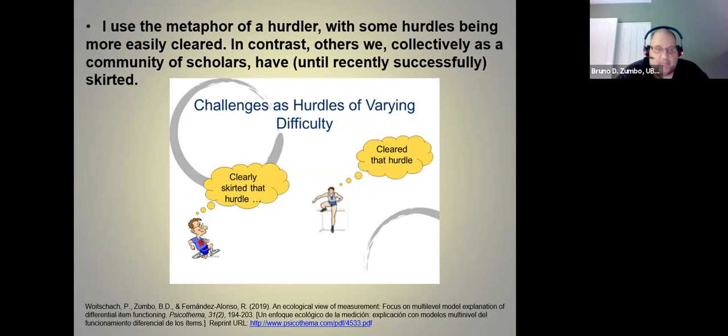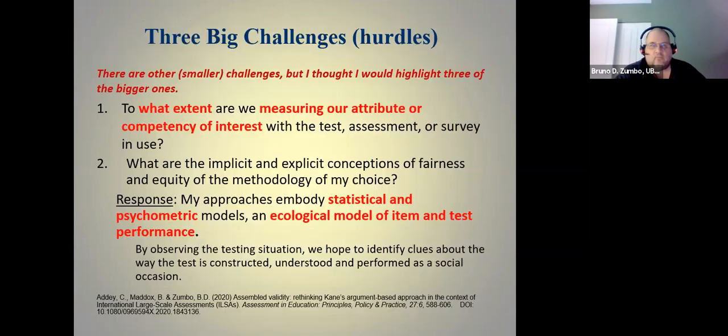There's a very nice paper published in 2019 led by Pamela Wojciech, myself, and Ruben Fernandez Alonso in the journal Psychometrics that talks in many ways about many of these hurdles. There we're talking within a multi-level view of model explanation, but at the beginning you can see how we're conceptualizing validity, how we're conceptualizing these challenges and equity and fairness.